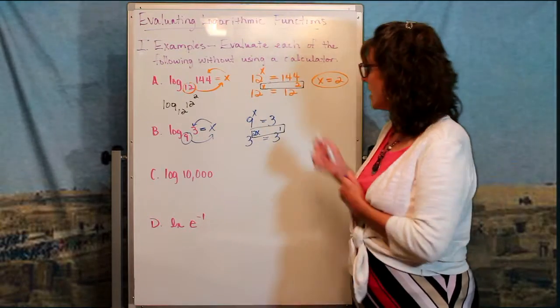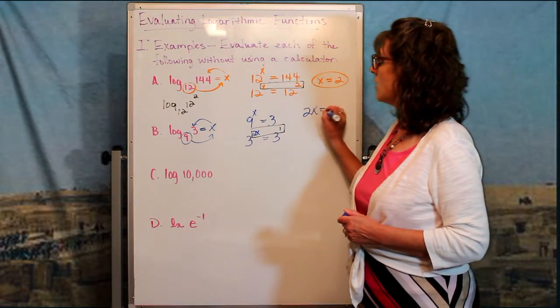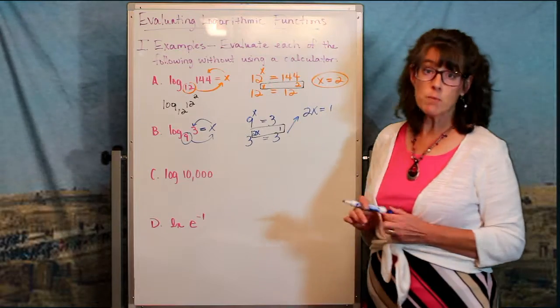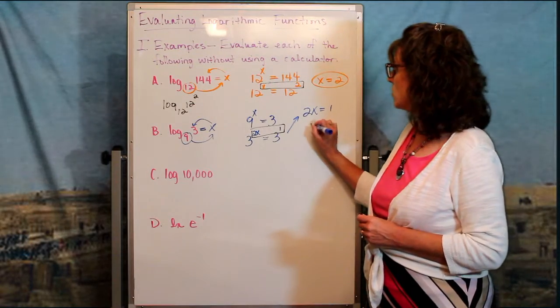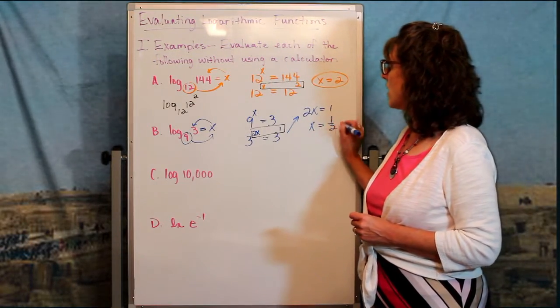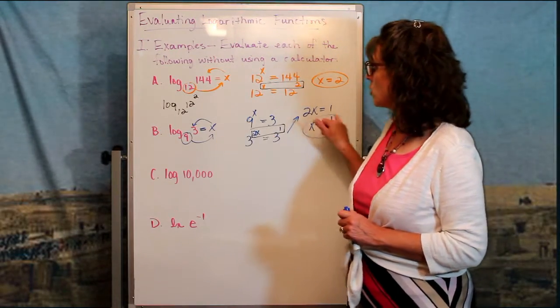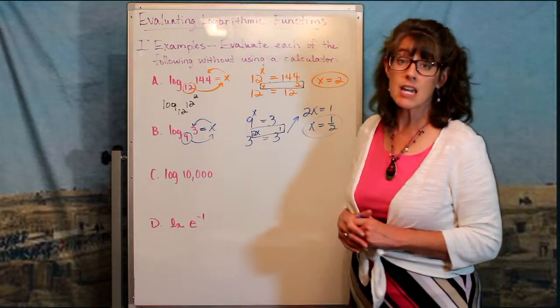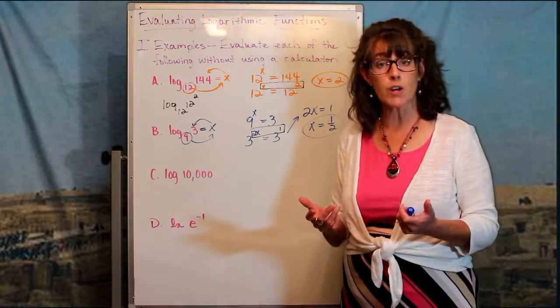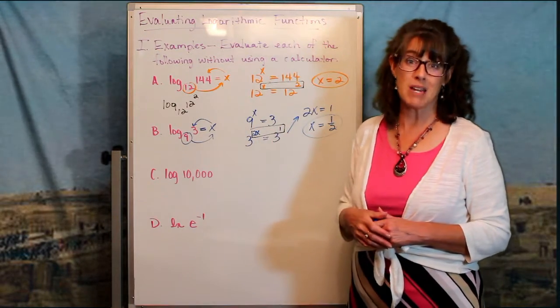So that 2x has got to be a 1. Which means I need to divide both sides by 2. And when I divide both sides by 2, I get a 1/2. Think about this. If you take 9 to the 1/2 power, that indicates square root of 9. Well, what is the square root of 9? It's 3. So it makes sense.